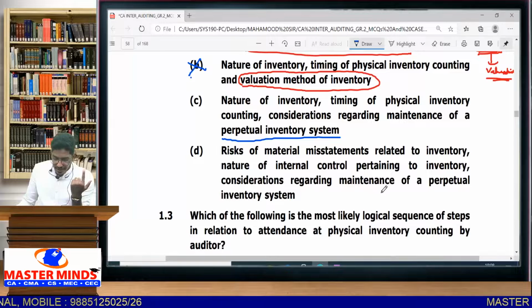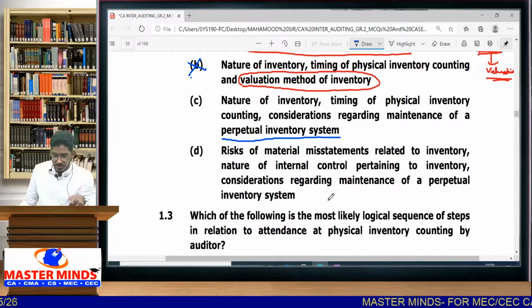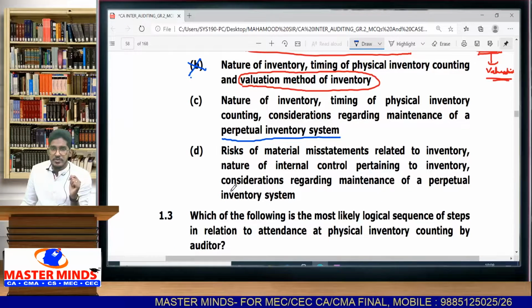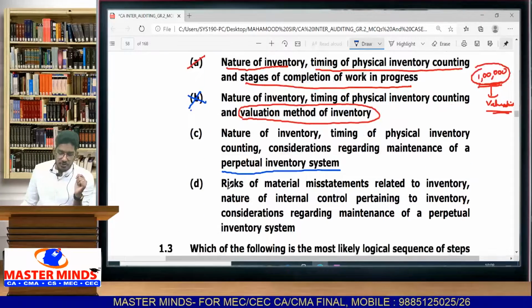Then consideration regarding maintenance of perpetual inventory system, and also I will consider. So definitely this is the last point which we have already covered in the C point. So I will also keep in mind how the records are being maintained, the perpetual inventory system, how they are maintained, that also I am going to observe.